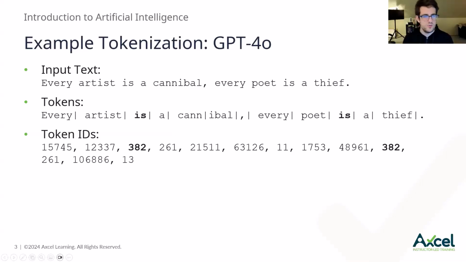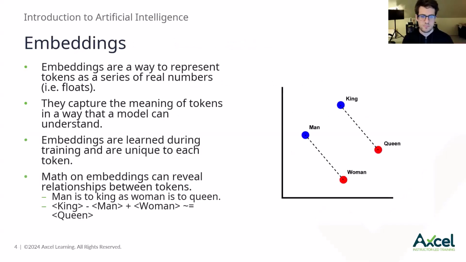If we move on from these token IDs, we can now embed them. And the embeddings are a way for us to put these tokens into a series of real numbers, a vector array of floats. And this is useful because we can do mathematics on those vectors. And these vectors will capture the meaning of the tokens. They have been learned over millions and trillions of examples, and they are unique to each token.